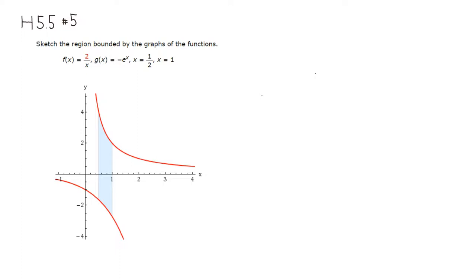So let's set up the integral here. Area A is going to be equal to the integral going from 1/2 to 1. The top curve is this 2 over x. So we have 2 over x, and then we're going to subtract the negative e to the x. So it's minus negative, a double negative, plus e to the x.